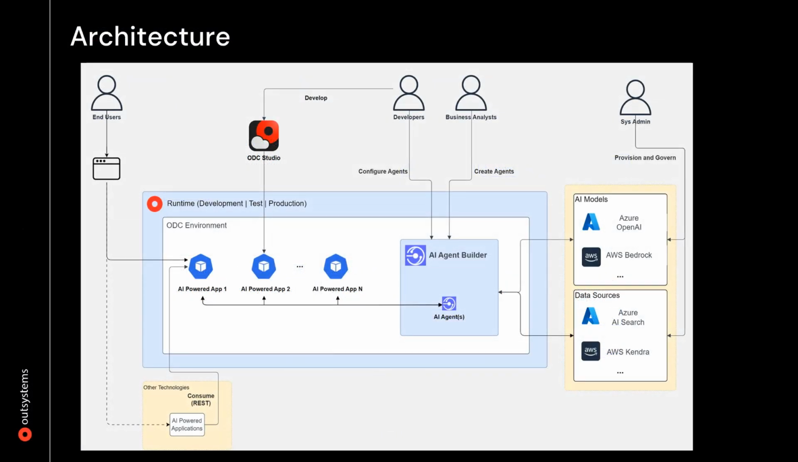Now that you have AI Agent Builder downloaded and installed, let's take a moment to discuss exactly how it works. AI Agent Builder makes it a breeze for anyone, tech savvy or not, to create agents. And then it's fairly easy for an OutSystems developer to integrate with the agent with a web or mobile application in ODC Studio. It's all done in just a few simple steps without any coding.